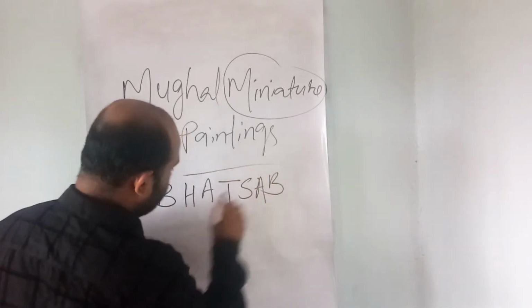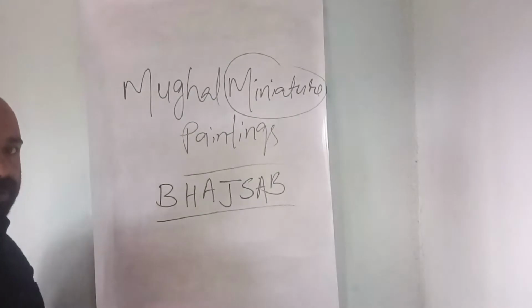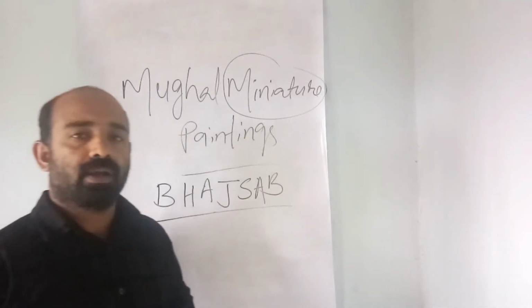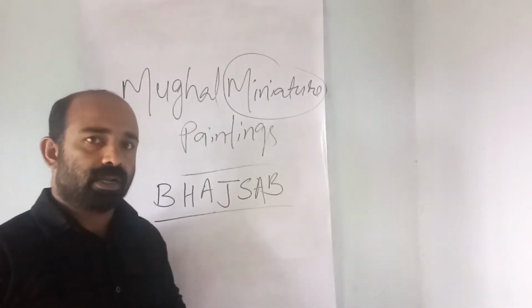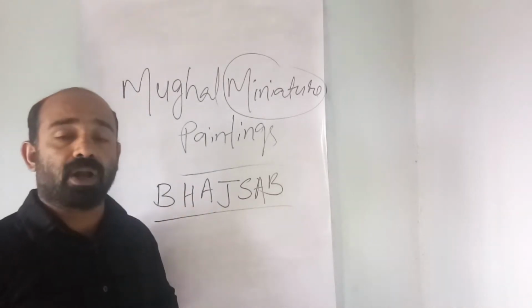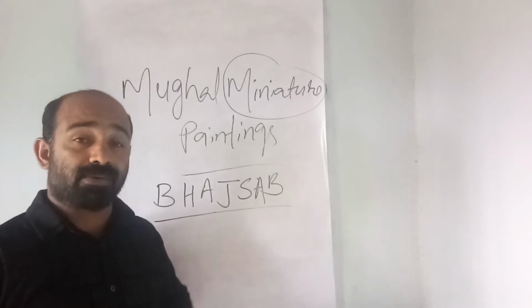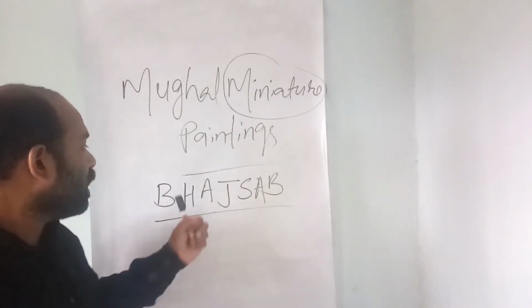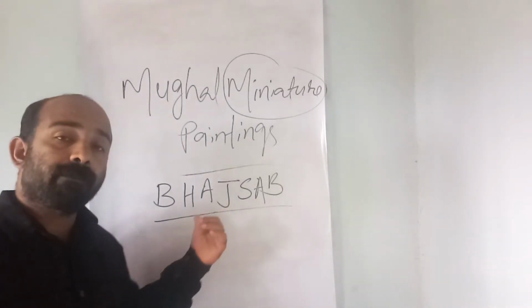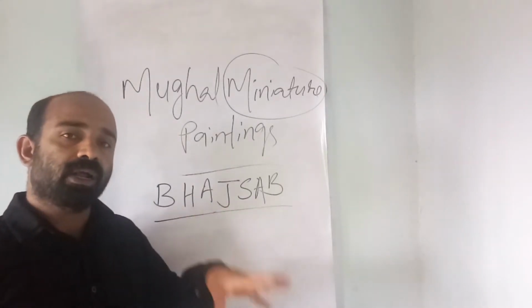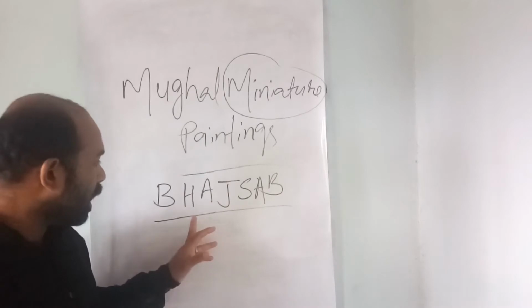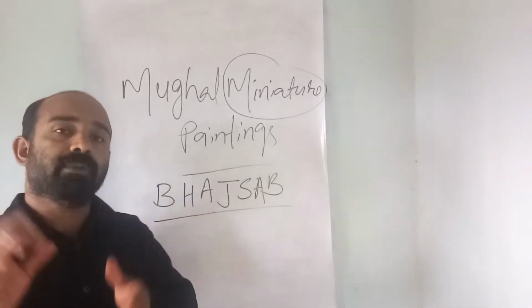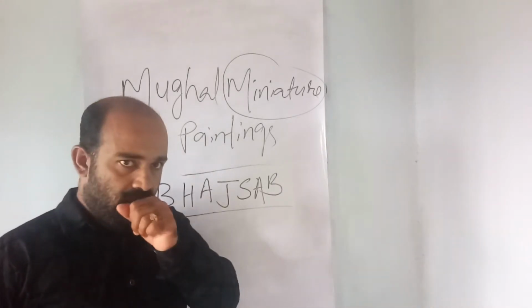Baj Sahib. First of all, B for Babur. Babur was the first Mughal ruler in India. He was the founder of Mughal rule in India. After Babur, his son Humayun became the ruler of the Mughal dynasty in India. And after the death of Humayun, his son Akbar became the ruler.